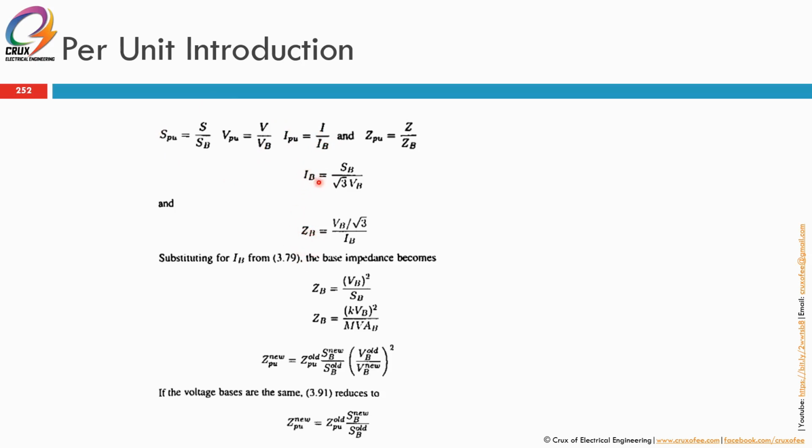So in this case, I base is just your apparent power base divided by the square root of 3 times the base voltage, whereas your Z base is the V base divided by square root 3 divided by the I base. Or in another manner, you can also write that as Z base equals the V base squared divided by the S base, the square of the voltage base divided by the apparent power base.